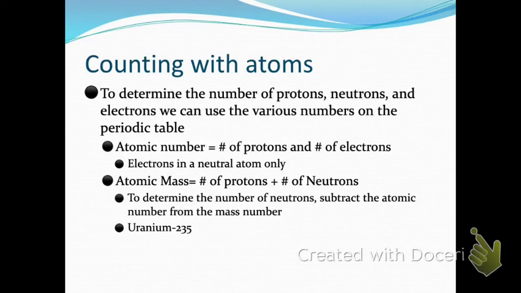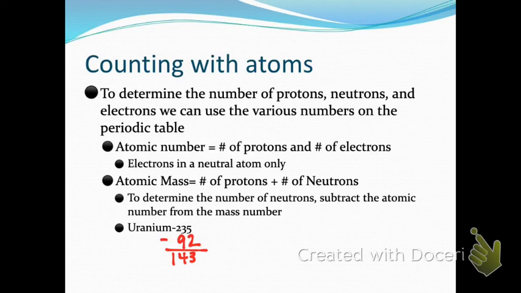235 minus the atomic number, which is 92. So I'm going to end up with a number of neutrons, which is 133. Is that right? No, 143. Sorry. 143 neutrons, and 92 electrons too. Questions about how I came up with that?